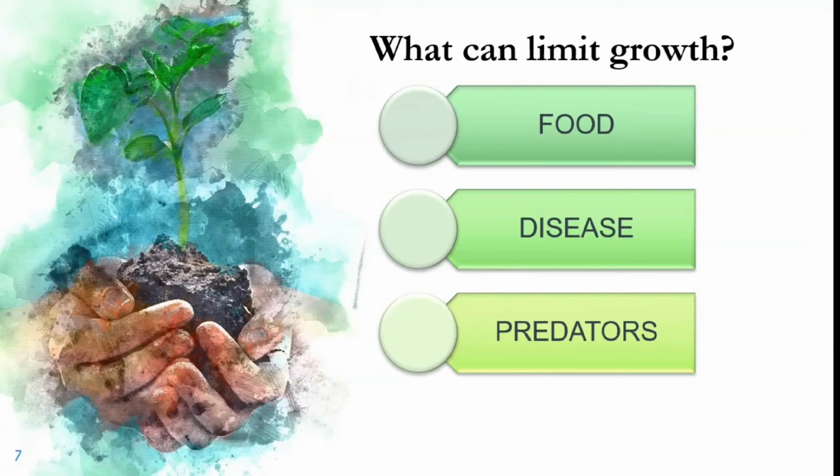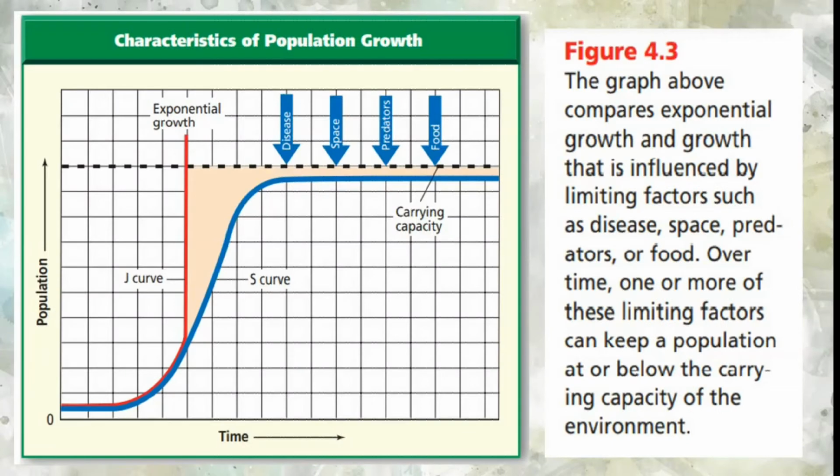What can limit growth? Can a population of organisms grow indefinitely? Through observation and population experiments, scientists have found that population growth does have limits. Eventually, limiting factors such as availability of food, disease, predators, or lack of space will cause population growth to slow. Under this pressure, the populations may stabilize in an S-shaped growth curve, which you can see in figure 4.3.